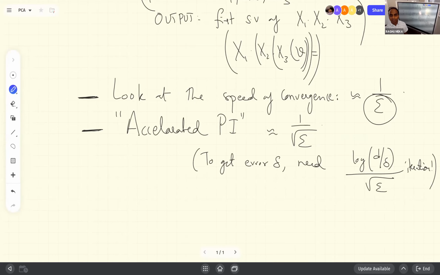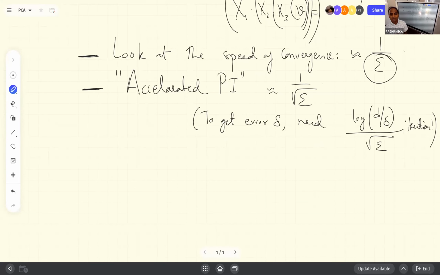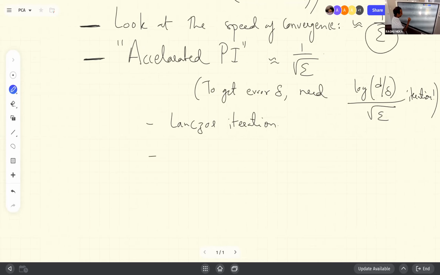Okay, so there are faster ways. It's kind of a variant of power iteration where you don't change too much, but you still converge fast. And it's very similar to Nesterov's accelerated gradient descent method or momentum based methods. Okay, so if you want to look up these things, there's something called Lanczos iteration, which achieves this 1 over square root epsilon. The other thing is to think of it as power iteration plus momentum.